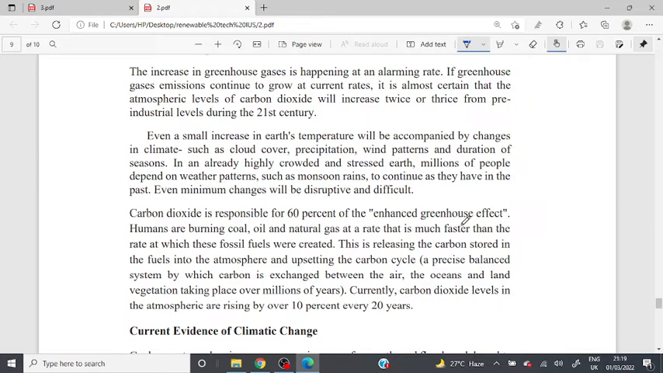Like I said, this is faster than the rate at which these fossil fuels are created. This is releasing the carbon stored in the fuels into the atmosphere and upsetting the carbon cycle, a precise balanced system by which carbon is exchanged between the air, the ocean, and the land vegetation, taking place over millions of years. That's what we call the carbon cycle. Carbon cycle is basically the precise balance.